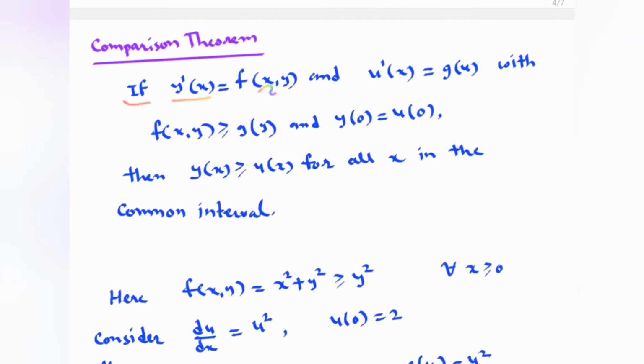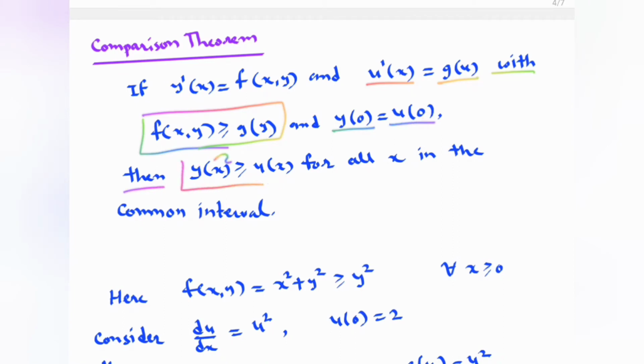If y'(x) = f(x,y) and u'(x) = g(u) with f(x,y) ≥ g(y) and y(0) = u(0), then y(x) ≥ u(x) for all x in the common interval.